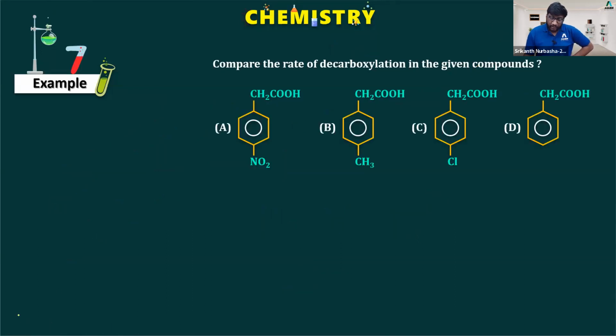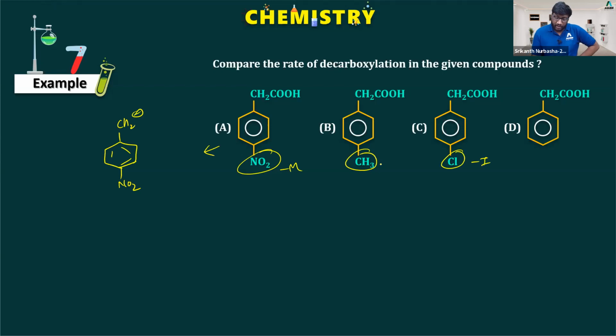Compare the rate of decarboxylation in the given compounds. Decarboxylation means in A you will get this type of species, CH2 minus NO2. NO2 is an electron withdrawing group, a minus M group. Cl is a minus I group. What is the CH3 group, plus I or plus H? Plus H we have to write because it is at the para position. Here no effect, so we have CH2 minus in every case.